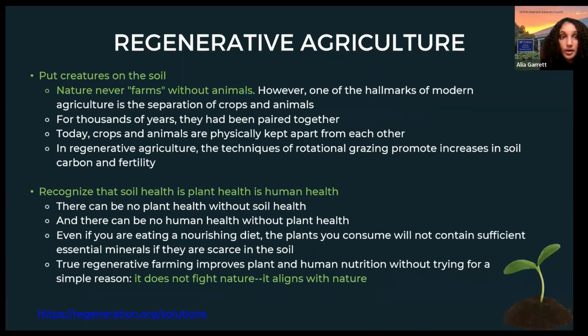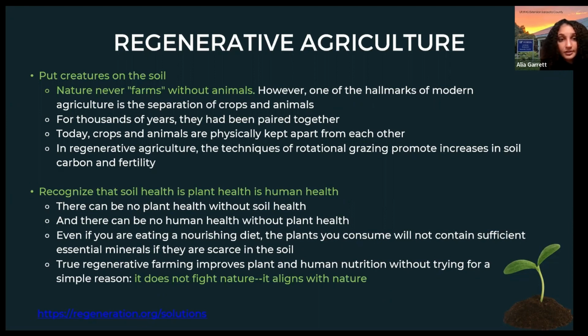They want to put creatures on the soil. So nature never farms without animals. So, however, one of the hallmarks of modern agriculture is the separation of crops and animals. So for thousands of years, they had been paired together. Today's crops and animals are physically kept apart from each other. So in regenerative agriculture, the techniques of rotational grazing promote increases in soil carbon and also fertility.